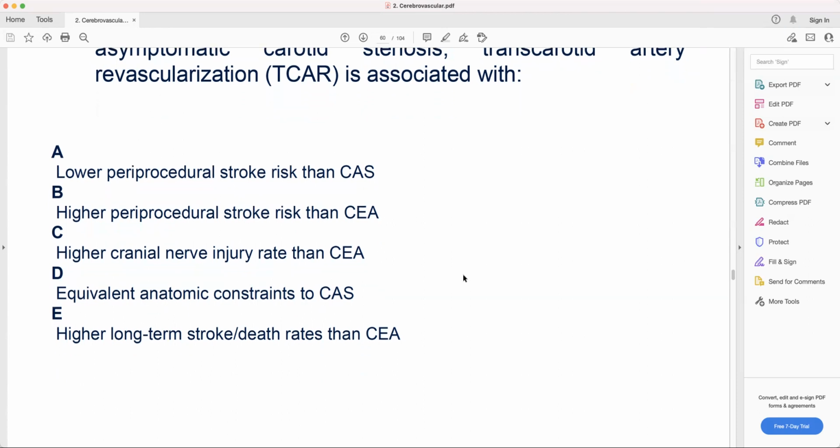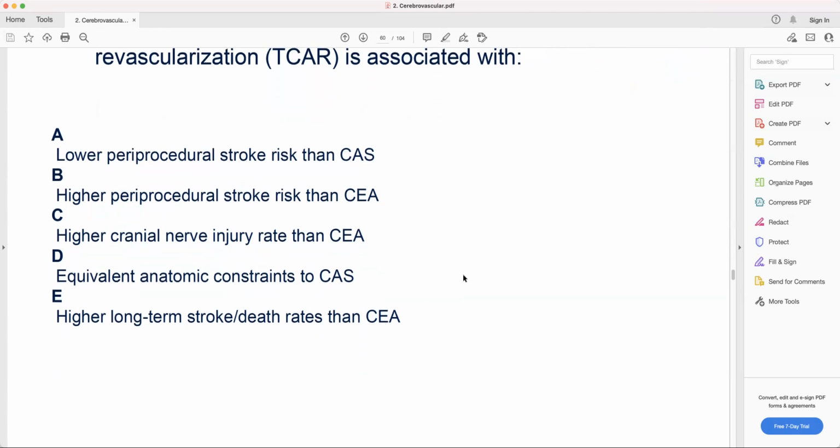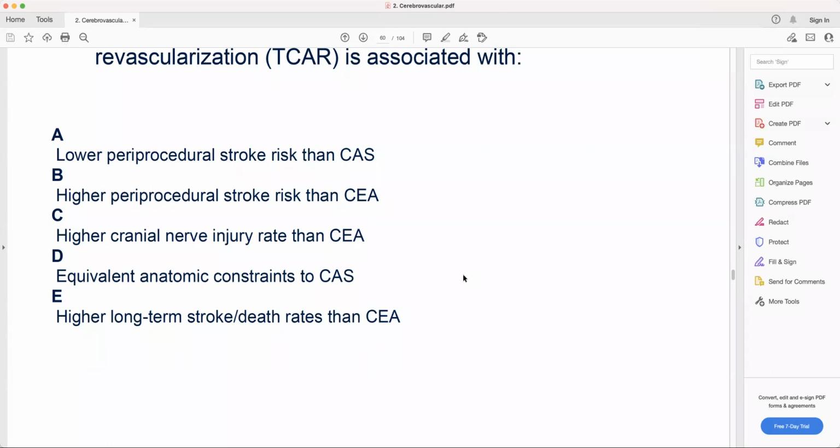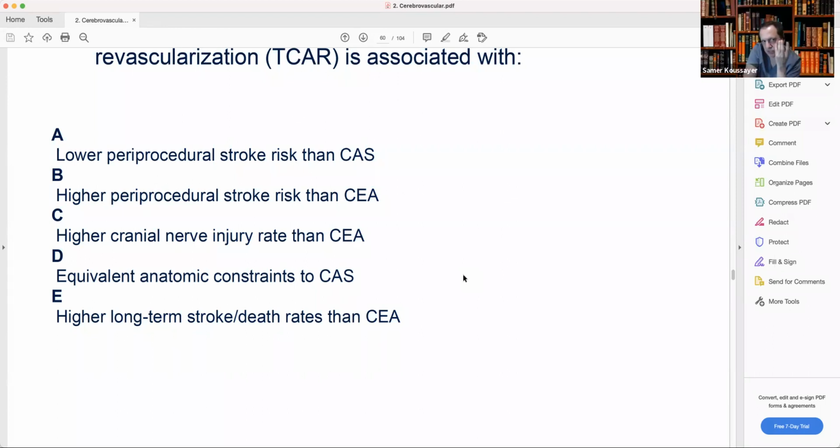All right. Higher long-term stroke and death rates than carotid endarterectomy? No. The same, really. There was no difference between surgery and TCAR in death and stroke. So the right answer would be A. The answer is A. As I'm saying, the only reason they came up with this technique is to decrease the chance of stroke, which they did.